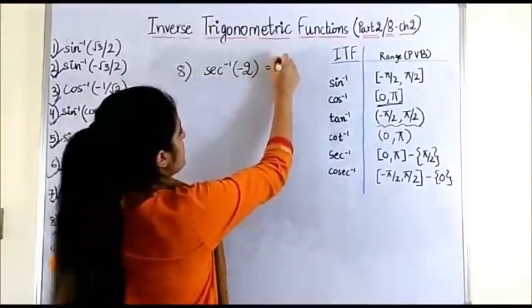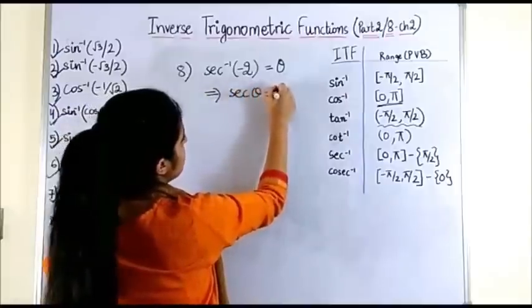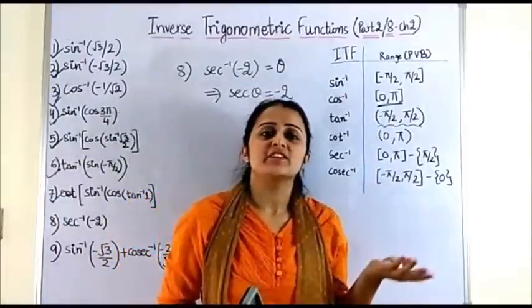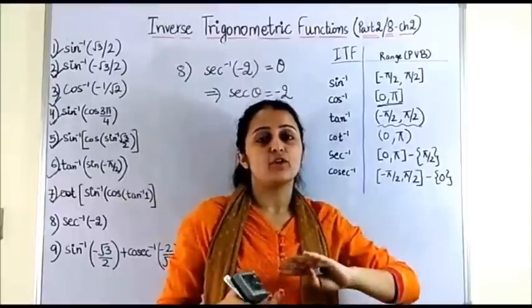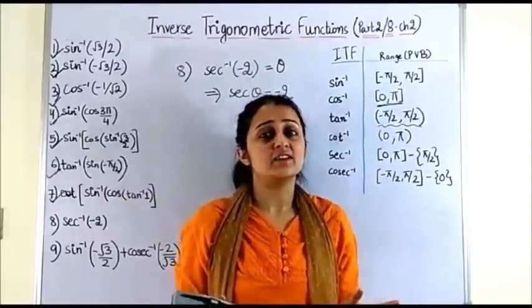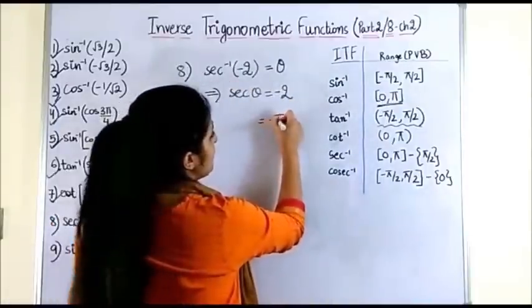Okay, have a look at question 8. Once again, if I assume this to be theta, this tells us secant theta is minus 2. Secant theta happens to be just the inverse of your cos theta. So if cos theta has to be minus half, that should ideally give us the answer minus pi by 3 for this.